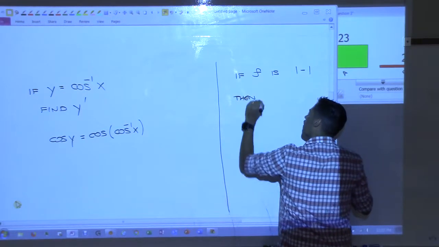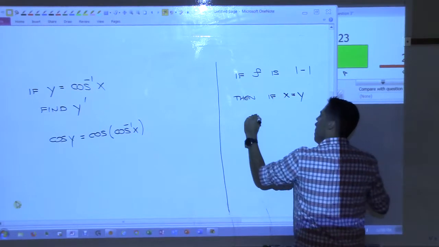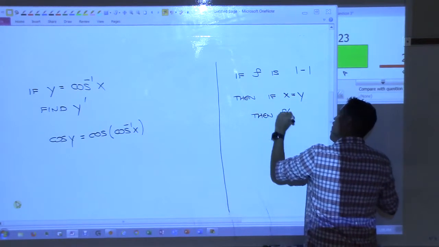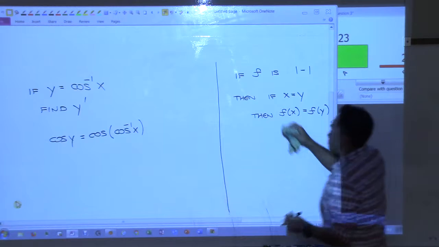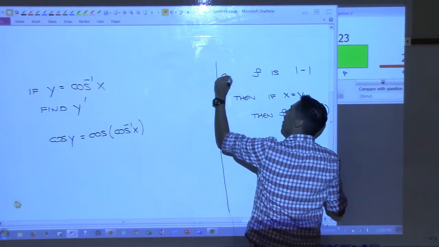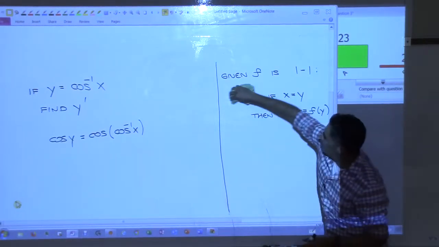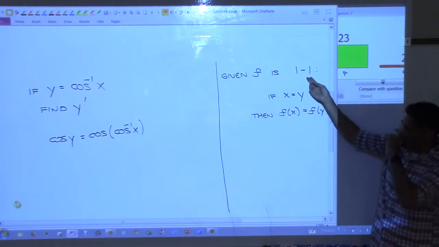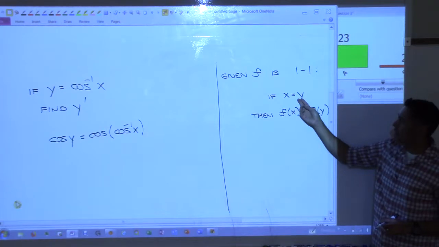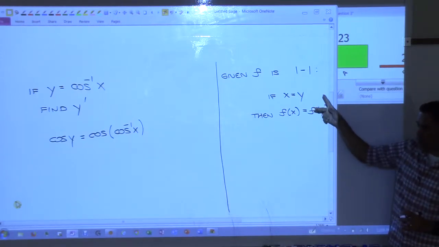given f is one-to-one, then if x equals y, you're guaranteed that f of x equals f of y. And this actually works in both directions.